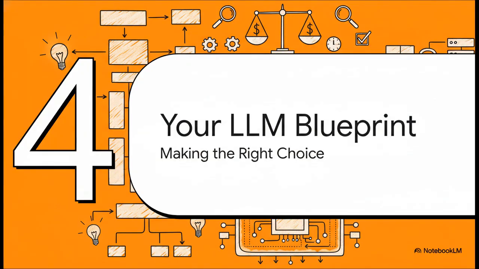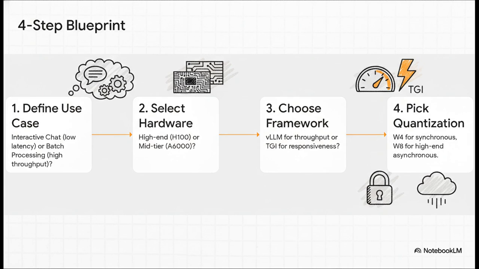So, with all these moving parts, how on earth do you actually make the right call for your project? Let's boil it all down into a simple, actionable blueprint you can use. It really comes down to just 4 questions. 1. What's your use case? Do you need that snappy, interactive feel of a chatbot or the raw power of batch processing? 2. What hardware are you working with? 3. Based on that use case, pick your framework. TGI for responsiveness, vLLM for throughput. And finally, number 4. Pick your quantization format based on your hardware and your deployment type.